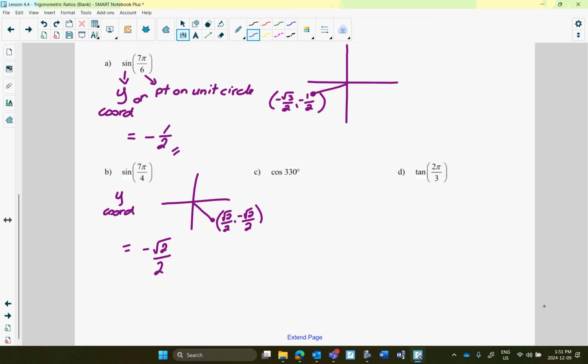What do you think? √3 over 2. Okay. So this tells me x coordinate. 330 degrees is here. And the x coordinate is the longer or higher value, √3 over 2.